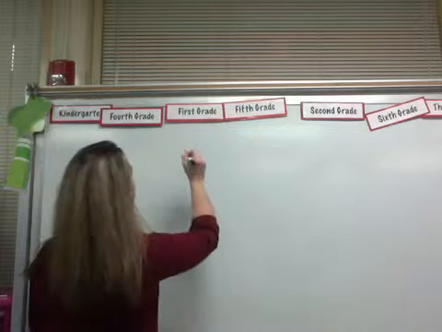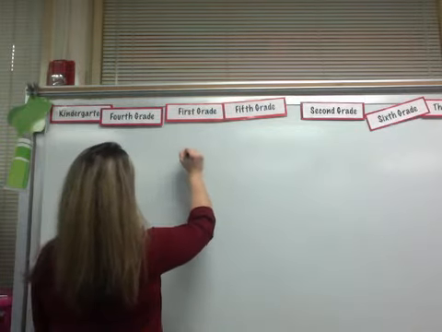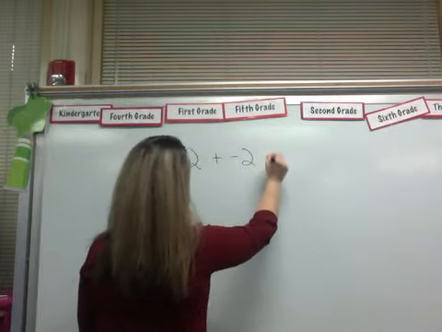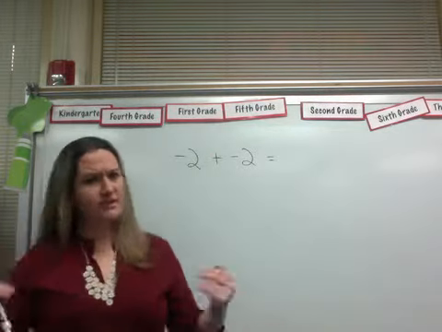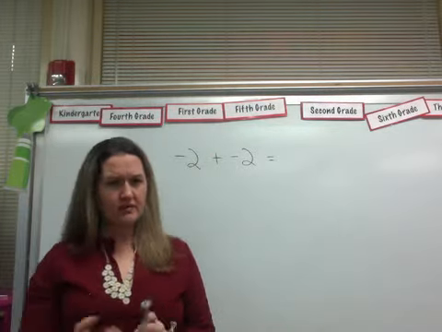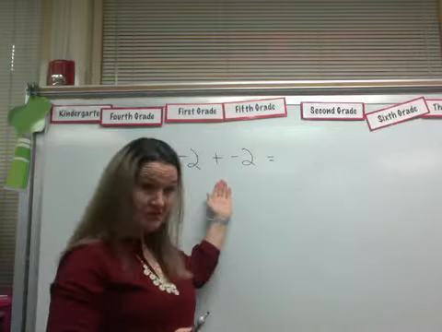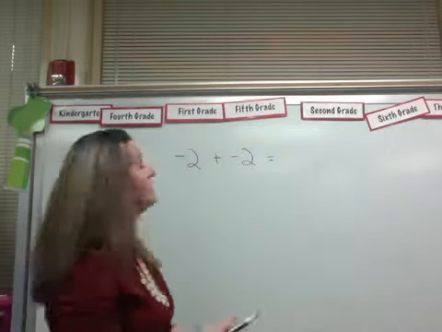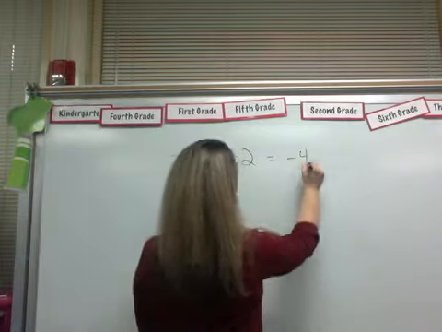So let's go ahead and do negative 2 plus negative 2. And again, with negative numbers, I like to think about it as money. Well, I have a debt of $2. I already owe somebody $2. And now I'm going to add another debt of $2 to that. How much money do I owe now? Well, that would be negative 4.